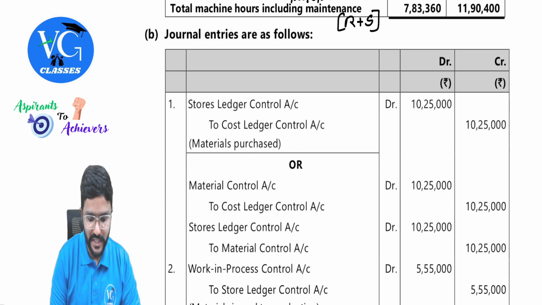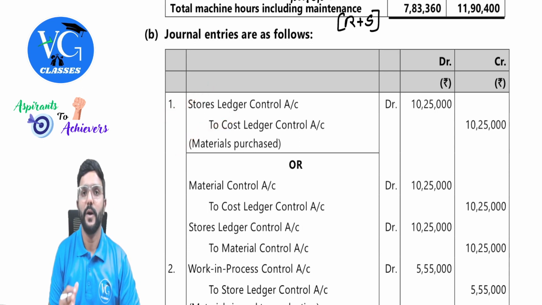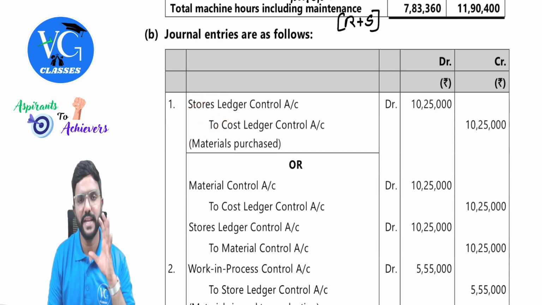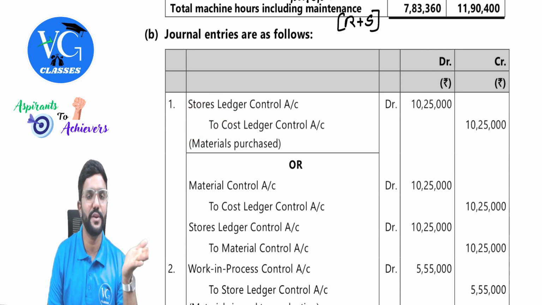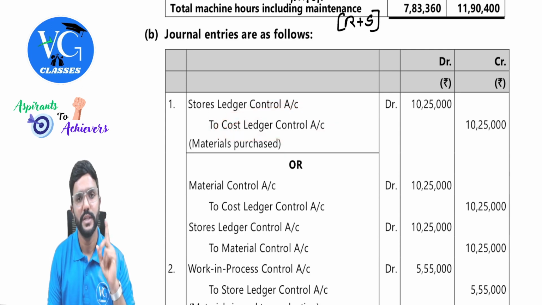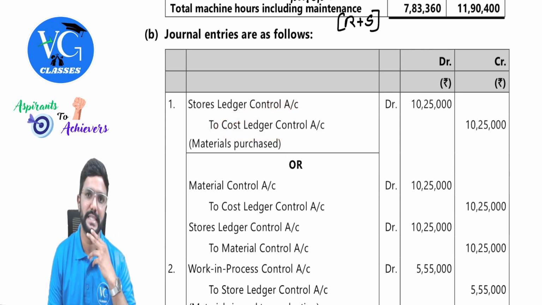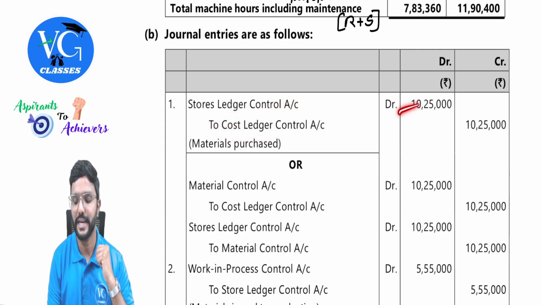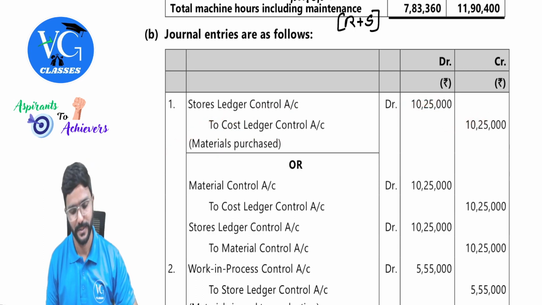So the first transaction is stores ledger to cost ledger, when the material is purchased. Guys, please be careful whether it is purchased on cash or credit. That entry is same, because cost ledger account replaces both the cash, bank as well as creditors. Got it? 10,25,000, being material purchased.